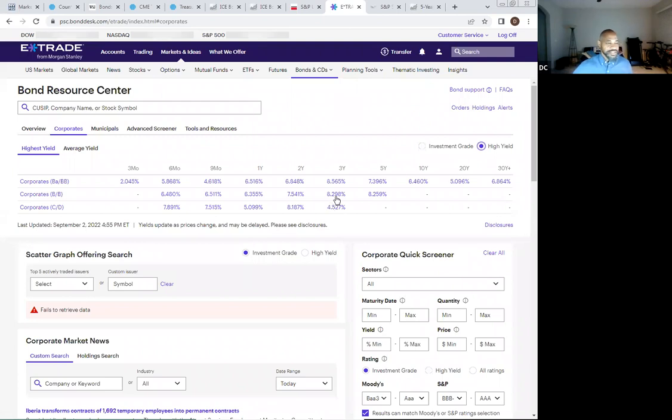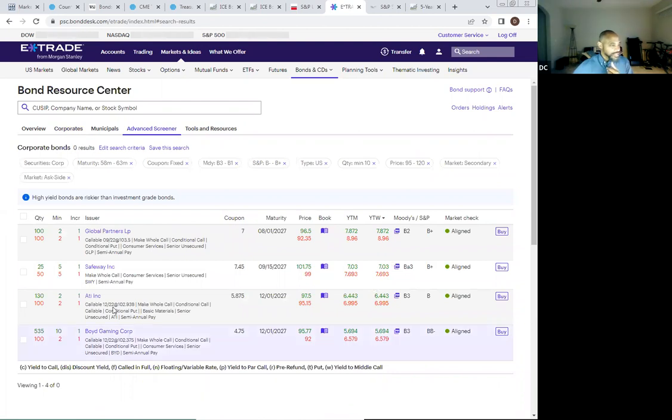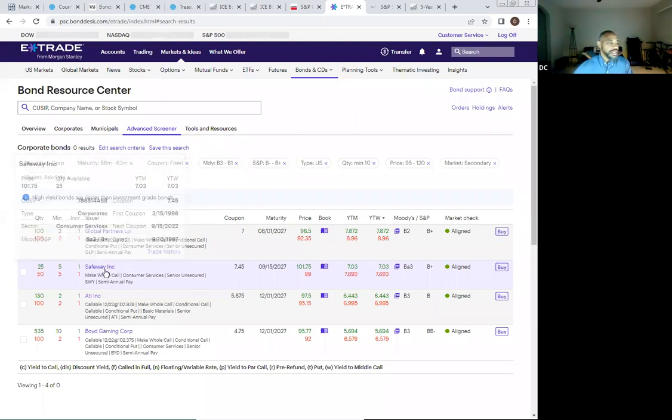So let's take a look at this. We're at the 5-year, right? And we take our 2.55 break even off of that. So the 5-year high yield gives us 5.97% inflation adjusted. Now, does it make sense for you to buy a bond for Boyd Gaming? Do you guys even know who this is? ATI, Safeway? These are high yield bonds with a rating that is below investment grade. Safeway, I know who that is. That is a grocery store.